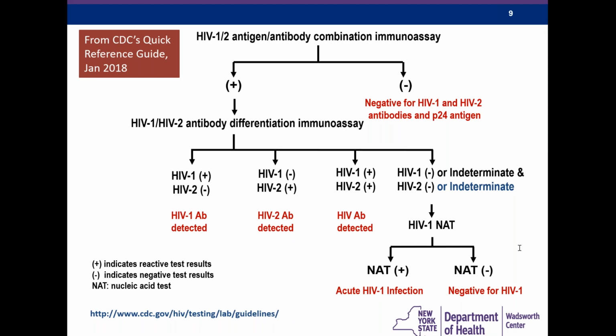And so this algorithm was initially recommended by CDC in 2014, and then an update was released in January of 2018. And that update was provided because of a couple of different changes that had occurred. One was that the CDC had announced that the FDA-approved HIV antigen antibody combo rapid test could be used in step 1.